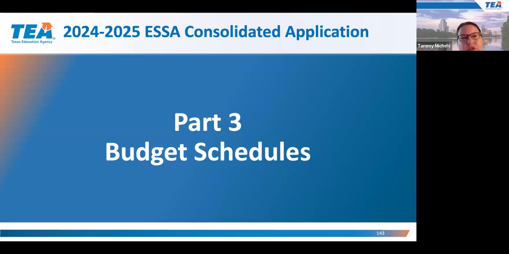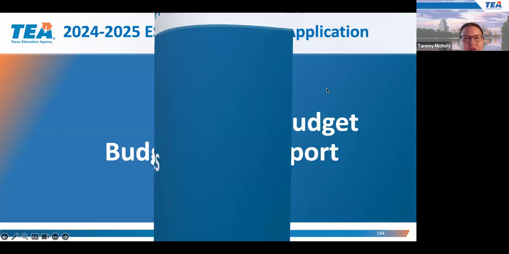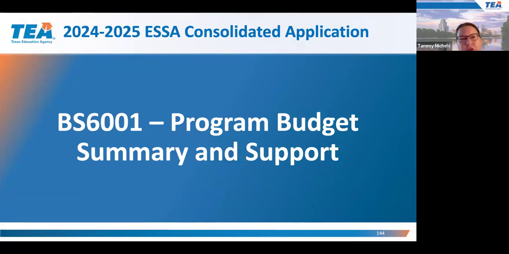We will work on the 24-25 ESSA budget schedules. So let's begin reviewing the budget schedules. First, we'll review the BS 6001 program budget summary and support.